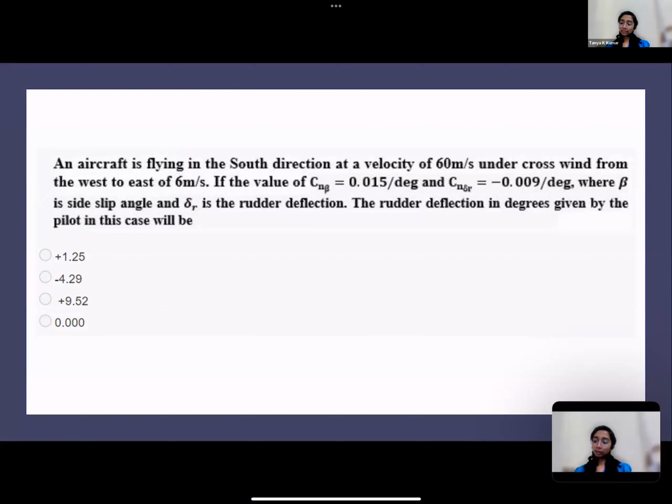If the value of Cn beta is 0.015 per degrees and Cn delta R is minus 0.09 per degrees, notice that Cn beta is positive and Cn delta R is negative, so it's a conventional aircraft, where beta is the sideslip angle and delta R is the rudder deflection. The rudder deflection in degrees given by the pilot in this case will be, what is the rudder deflection?